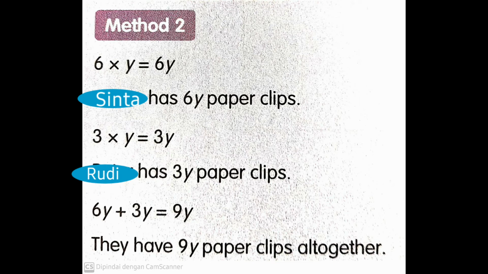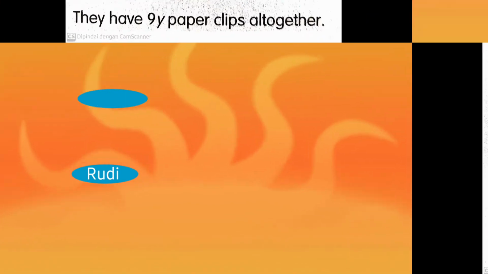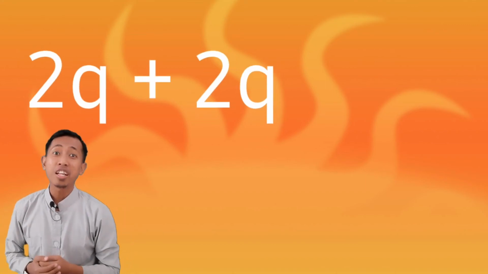And then you have to add Sinta's boxes and Rudy's boxes. 6Y plus 3Y is 9Y. They have 9Y paper clips altogether. Okay friends, the next question is 2q plus 2q. Can you answer these questions?